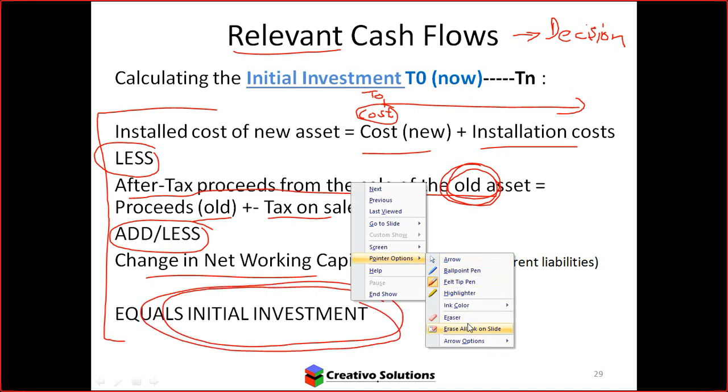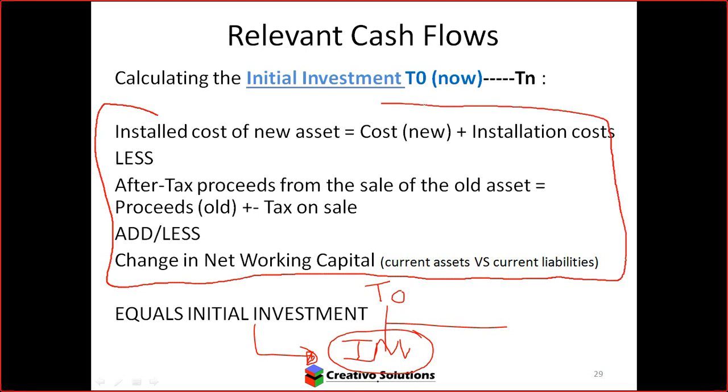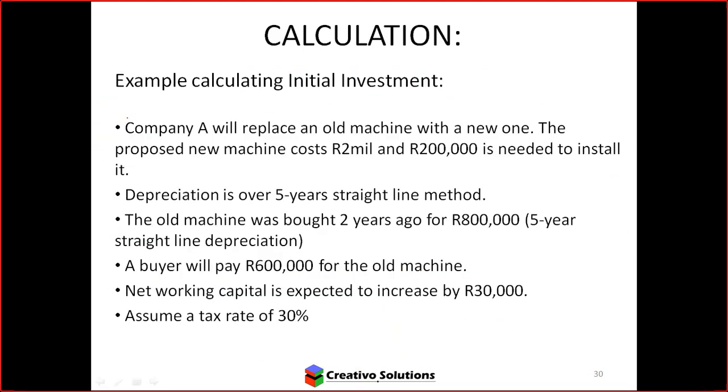So the initial investment is right at the beginning. It's at T0. It's the INV. That's what I'm trying to calculate, and in order to get that, I need to calculate it using this formula. Right, so here's an example. I want you to read the example and highlight things that are important. Quickly do that.